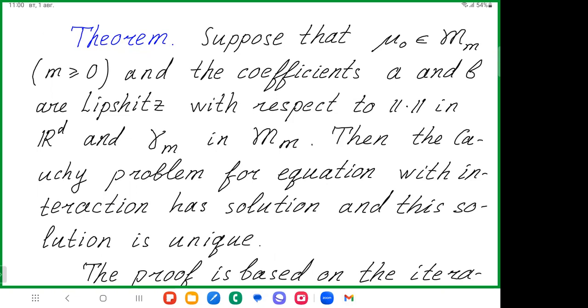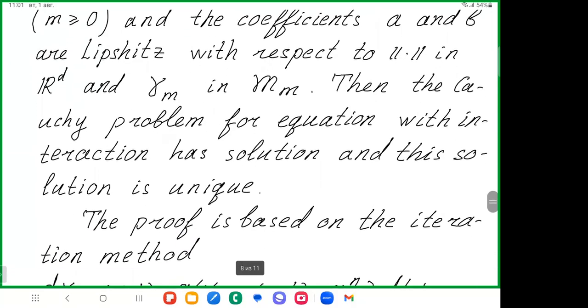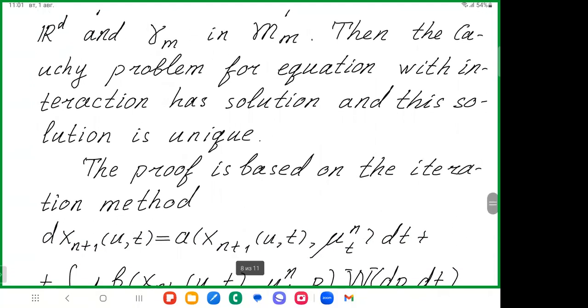From the first look, the formulation of the theorem is natural, because we have a habit that if we have Lipschitz coefficients of any equation, then we have a unique solution. But let me tell you some words about the proof of this theorem, because it has some specific features. The proof, of course, is based on the iteration method.